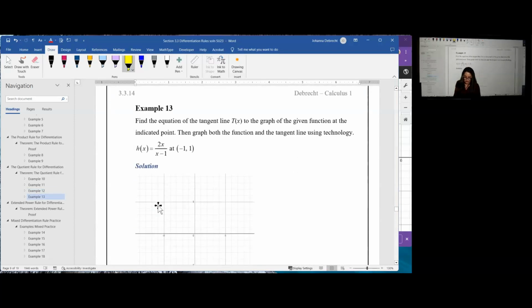13, we want to find the equation of the tangent line to the graph of this function here, the ratio of 2 functions, at the point negative 1, 1. Well, we'll have to have the derivative of the quotient. Go ahead and try these now, then turn the video back on and we'll review our answers.